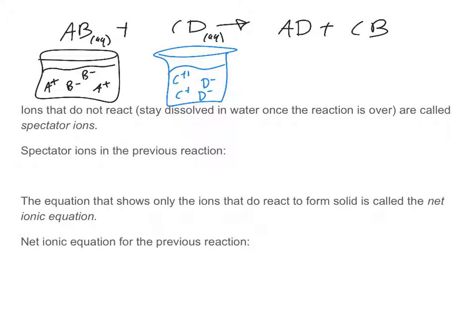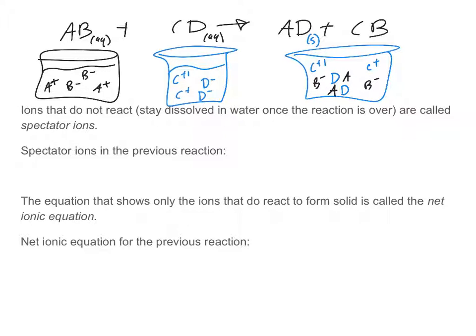So the issue is that if I said that AD forms a solid here, okay, what you would really be envisioning is that I would have AD sitting at the bottom, and I'd be left with my C ion up here, floating around in my liquid, and my B ion floating around in my liquid. So I really have created this solid that forms at the bottom, and that's my precipitate. The other stuff is going to be aqueous.